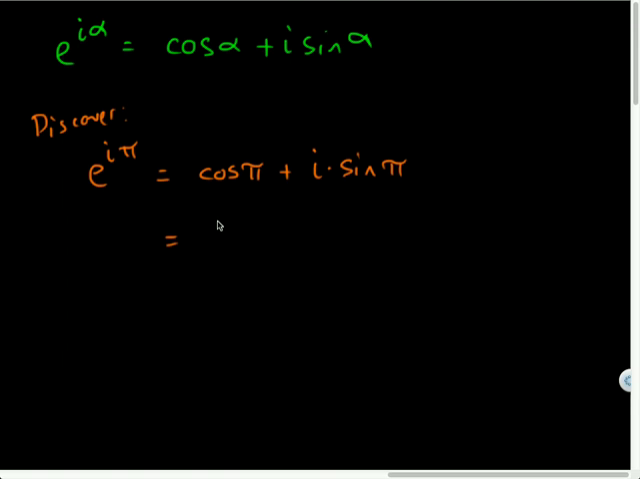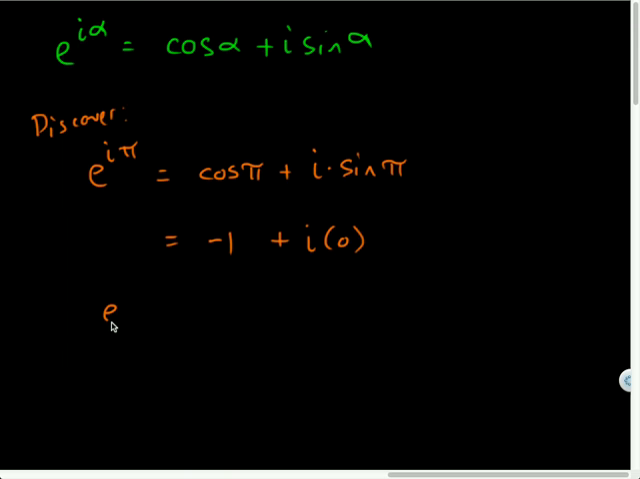Cosine is the same as the x-coordinate at 180 degrees. That is -1. -1, yep. Plus i times sine at 180 degrees, or at pi radians. Sine is the y-coordinate. The y-coordinate at that point on the unit circle would be 0.